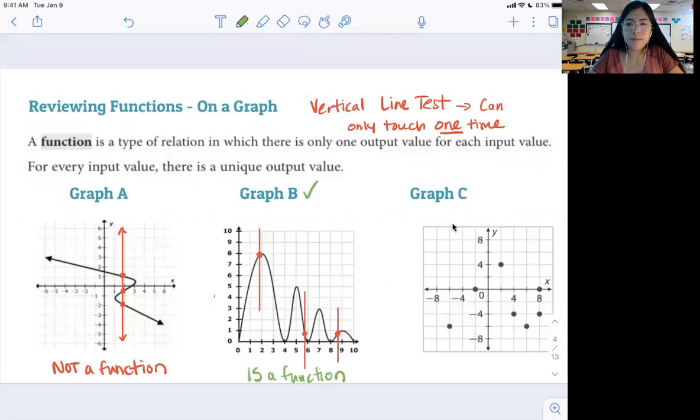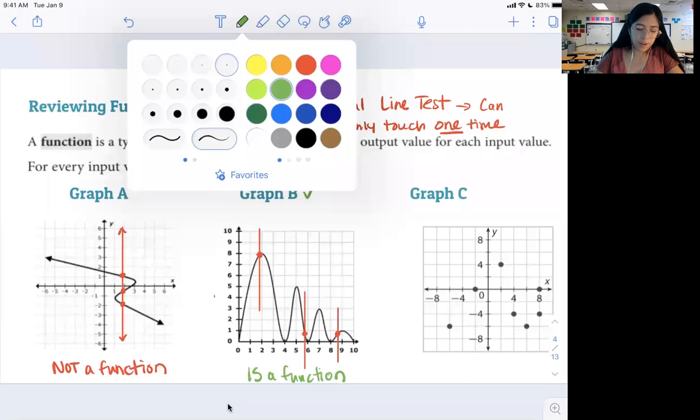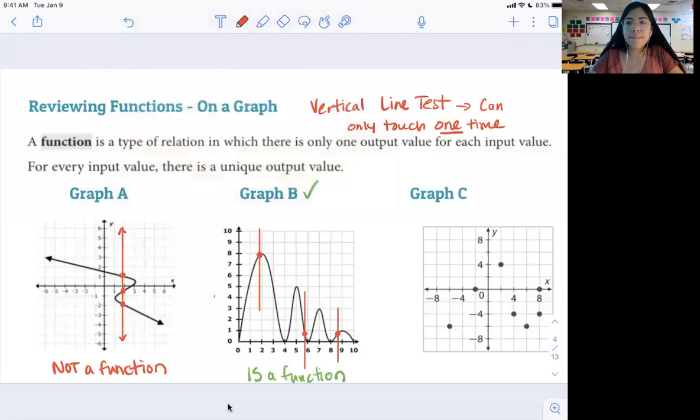Okay, how about C? Is there any place where it touches more than once? Good, at x equals 8, if I draw a vertical line, what happens? It passes through 2 points. Not a function.